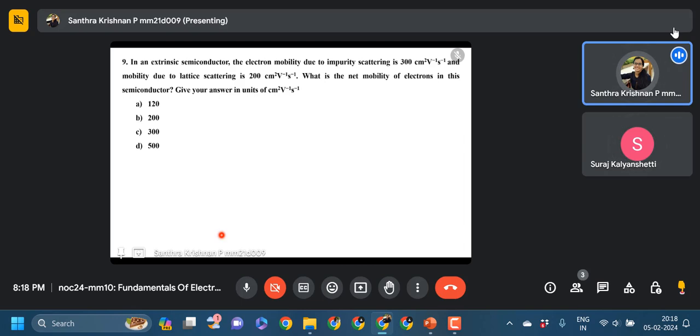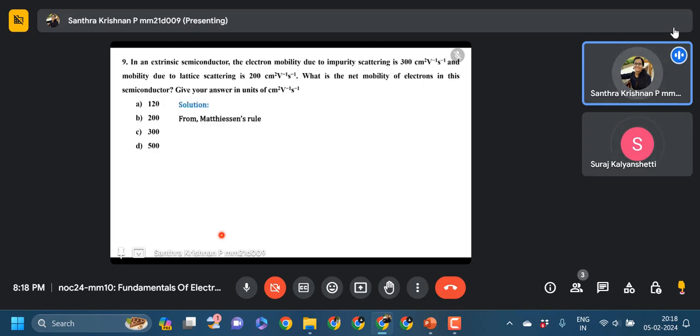Basically, in an extrinsic semiconductor, mobility due to impurity scattering is 300, and mobility due to lattice scattering is 200. So the net mobility: we might have learned in resistance equations about parallel connections and series connections. Similarly, in semiconductors too, the mobility is due to different factors. One is due to impurity scattering, and one is due to lattice scattering.